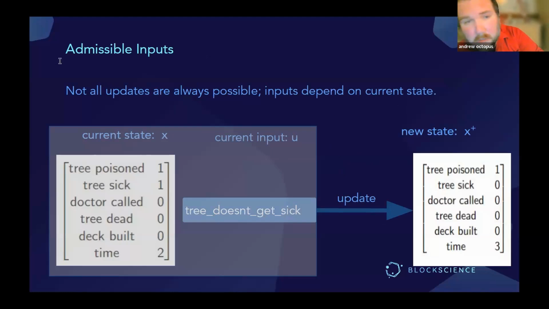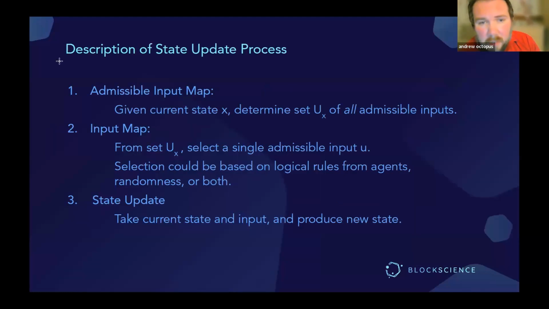And so the states are updated according to actually multiple pieces. We have an admissible input map, which, given the current state, determines what actually could be an input, what is an admissible input.